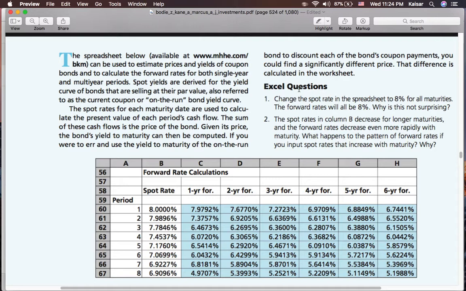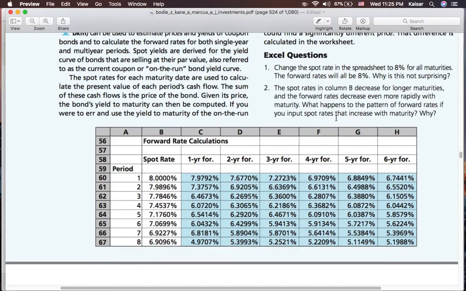Excel questions: change the spot rate in the spreadsheet to 8% for all maturities. The forward rates will all be 8%. Why is this not surprising? The spot rates in column B decrease for longer maturities, and the forward rates decrease even more rapidly with maturity. What happens to the pattern of forward rates if you input spot rates that increase with maturity? Why?